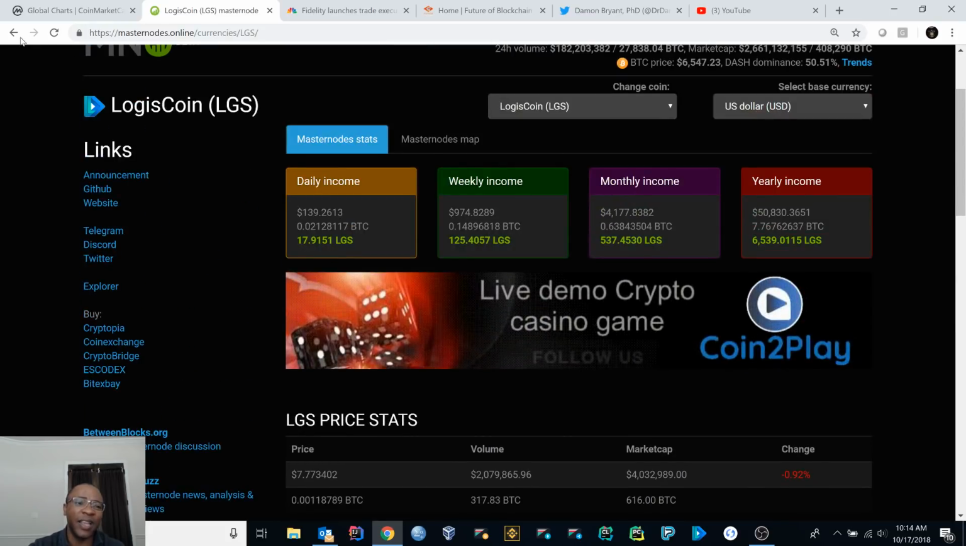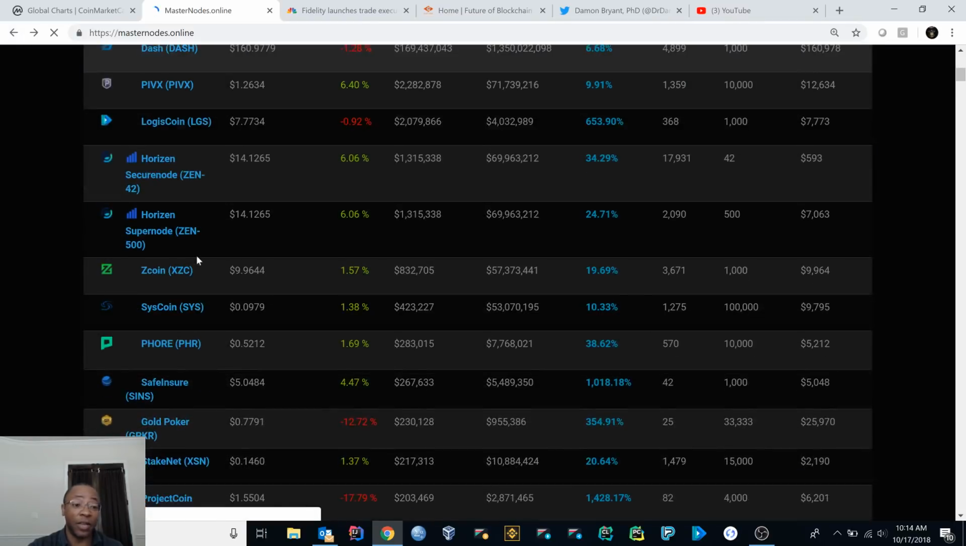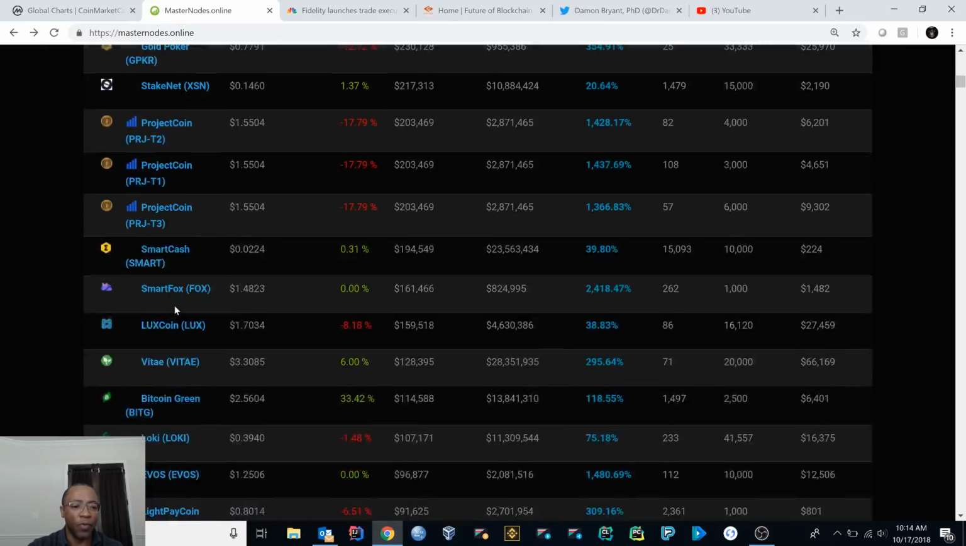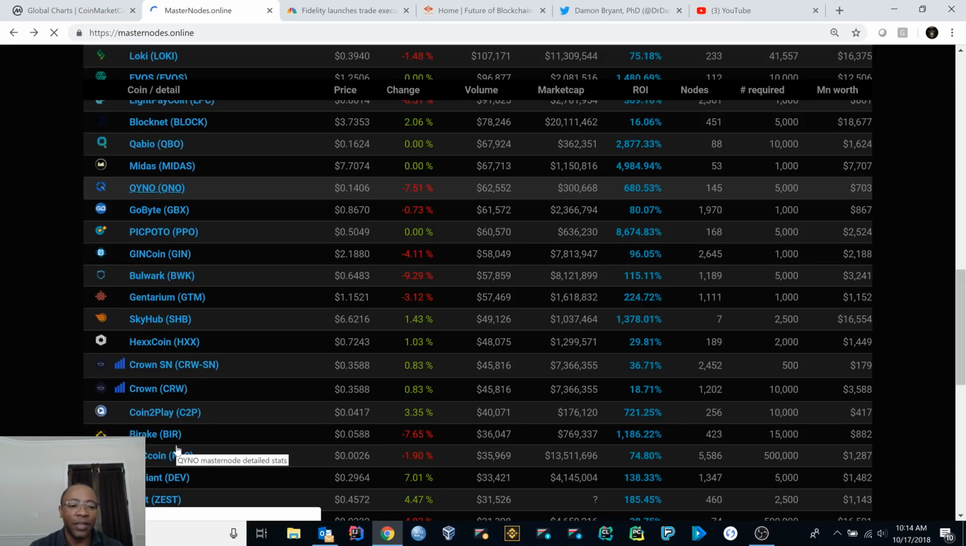The same thing as well when we talk about LPC. Moving into LPC, we're still in the top 20, but the price action is down. Once again, overall, it's a bear market.